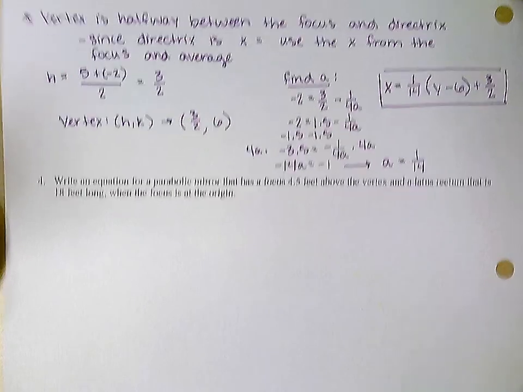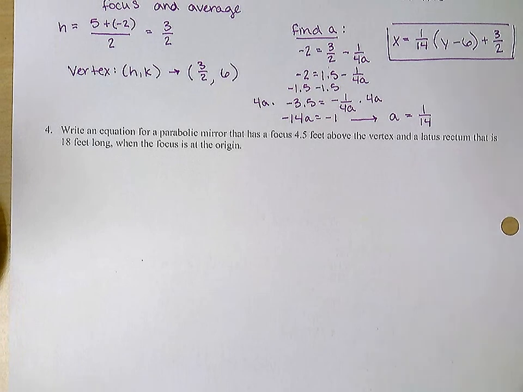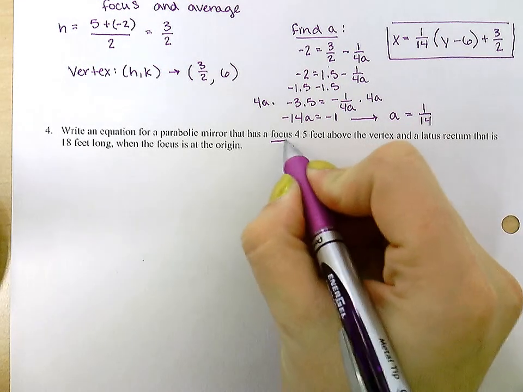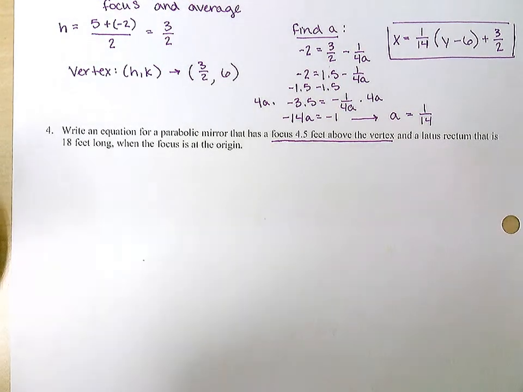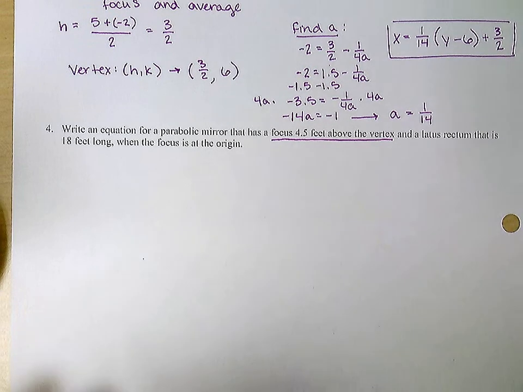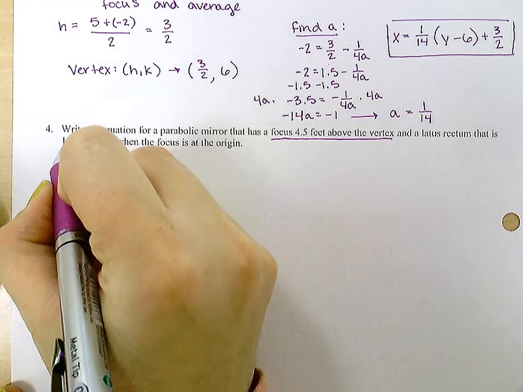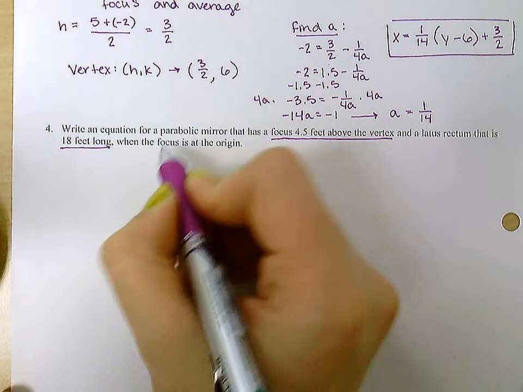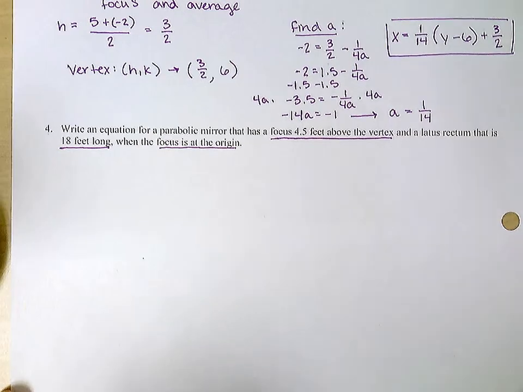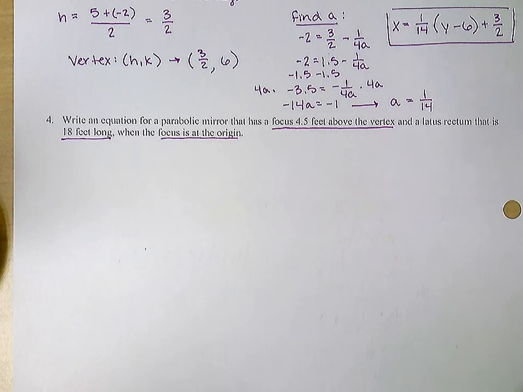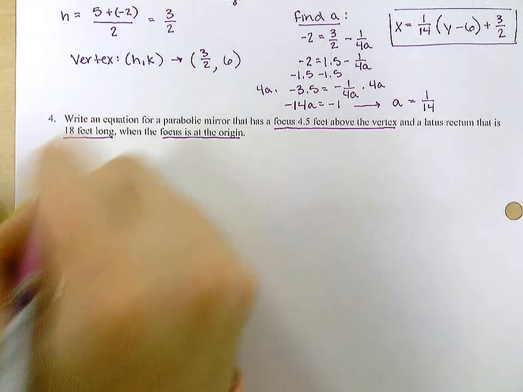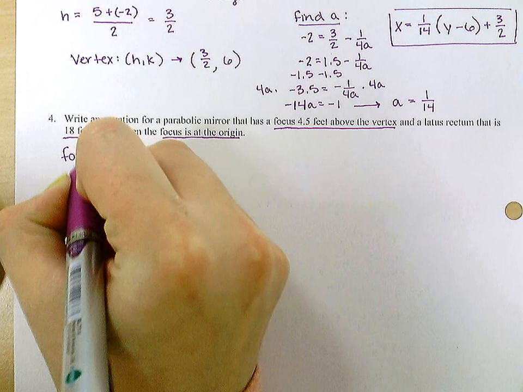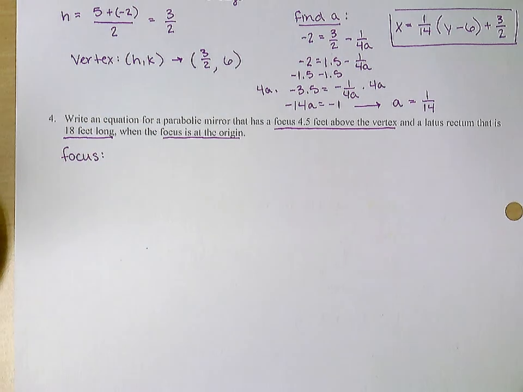All right, last one. We want to write an equation for a parabolic mirror that has a focus that is 4.5 feet above the vertex, a latus rectum that is 18 feet long, and the focus is at the origin.